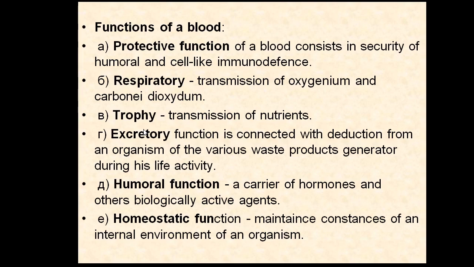Urea appears in the liver cells, so urea, not urine, but urea. Urea is a detoxified component of protein toxic metabolism. That's why blood concentrates the urea and some other products, and then it is filtered in the kidney. Then the humoral function, that blood carries hormones, and the homeostatic function.